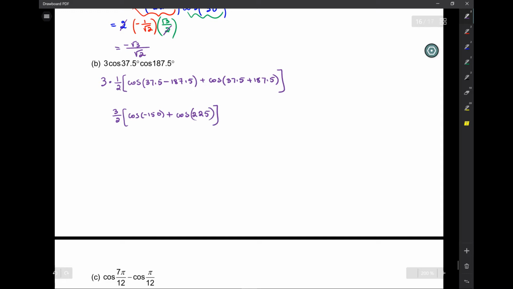Okay, what's with the negative here? What's going to happen? It's cosine of negative 150. It goes away. The cosine will engulf the negative, right? It's so easy. So cosine of 150.